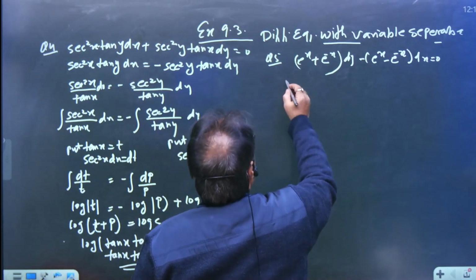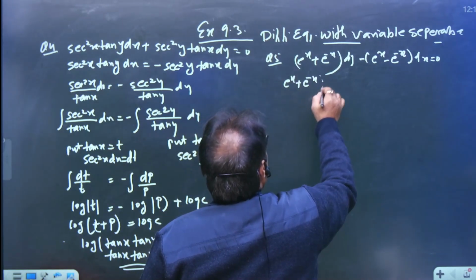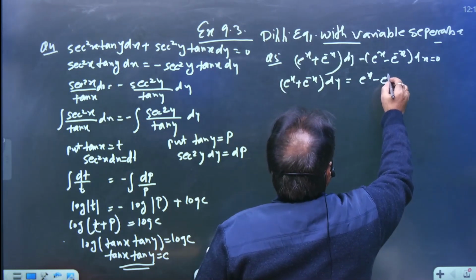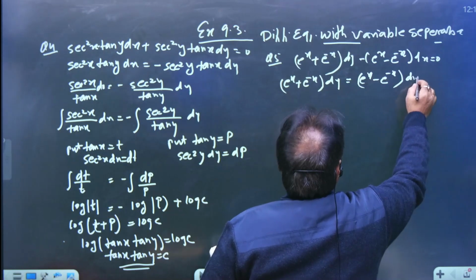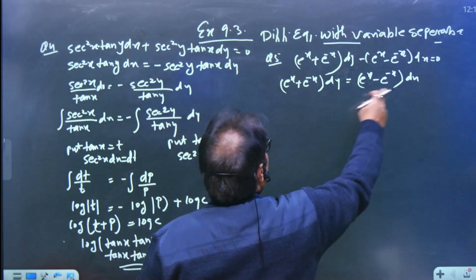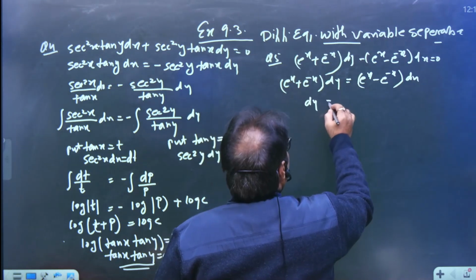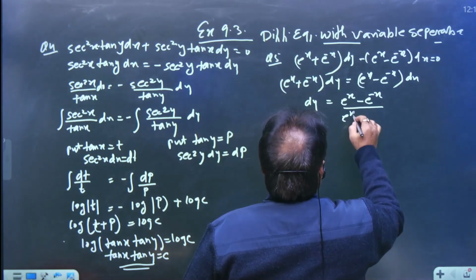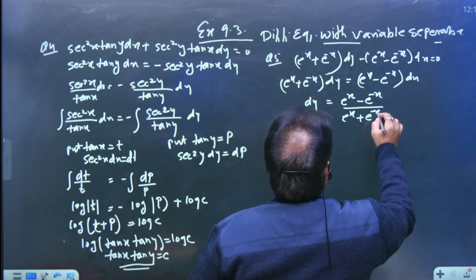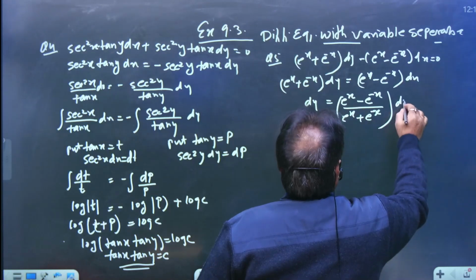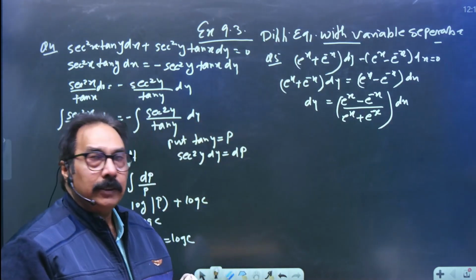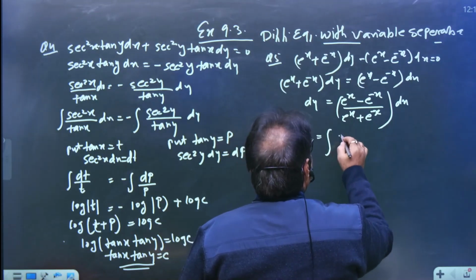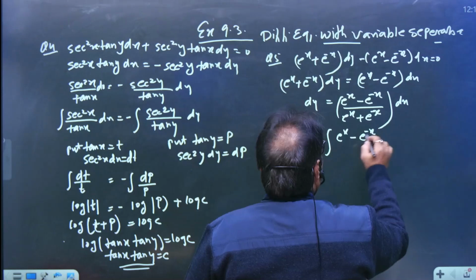Transfer this to the right hand side. So e to the power x plus e to the power minus x dy is equal to e to the power x minus e to the power minus x dx, and now apply variable separable. So dy is equal to e to the power x minus e to the power minus x divided by e to the power x plus e to the power minus x dx. Now the variables are separated, so integrate on both sides.